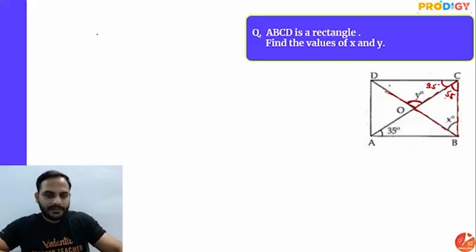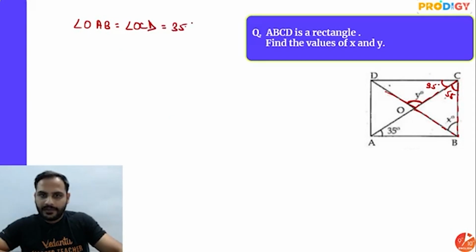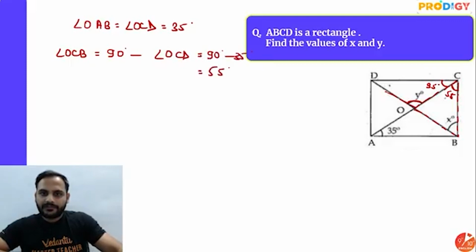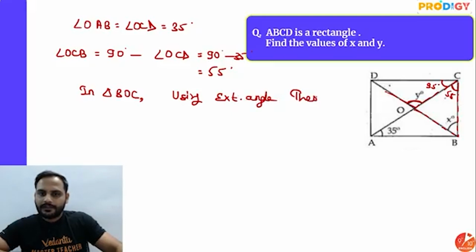So I can say, look what I have done, angle OAB is equal to angle OCD, both will be equal to 35 degrees. So angle OCB will be equal to 90 minus angle OCD, which is 90 minus 35, which is 55 degrees. All right, now this angle y over here, I can say in triangle BOC, using exterior angle theorem, y will be equal to 55 plus x.